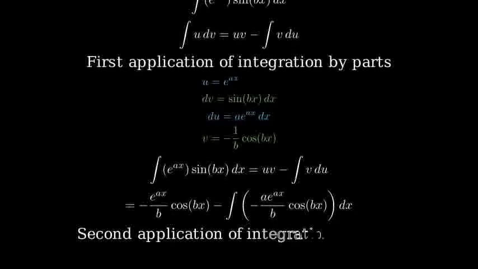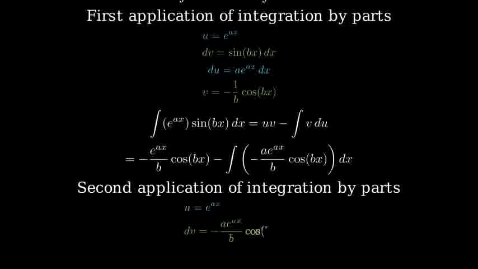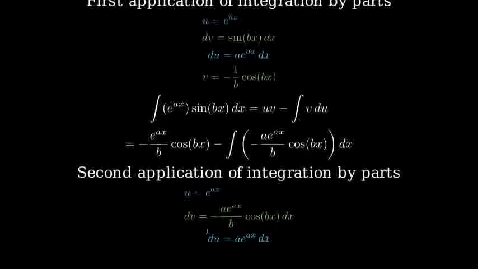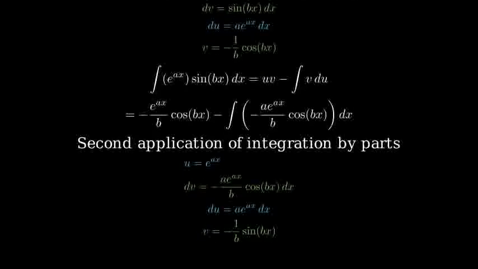This time, let's choose u equals e to the power of x and dv equals negative a e to the power of x over b cosine of bx dx. Differential u remains the same as previously, which is a times e to the power of x dx, and integrating dv gives us v equals negative sin of bx over b.